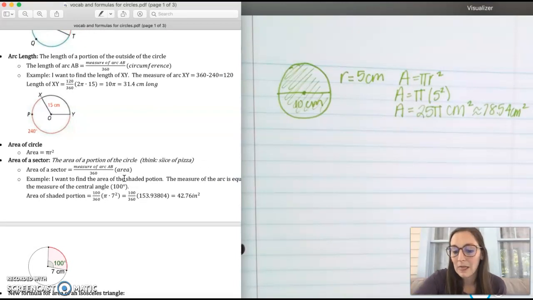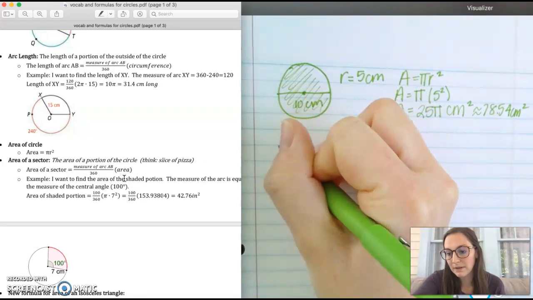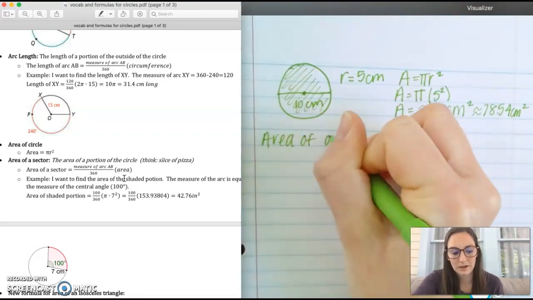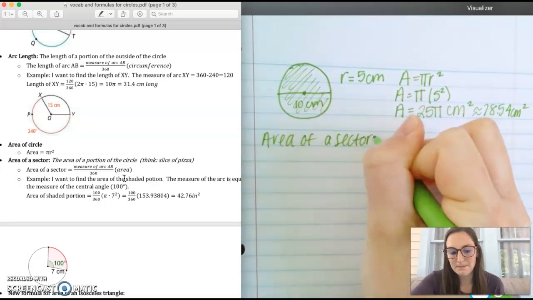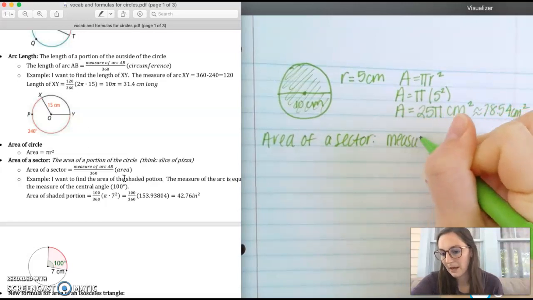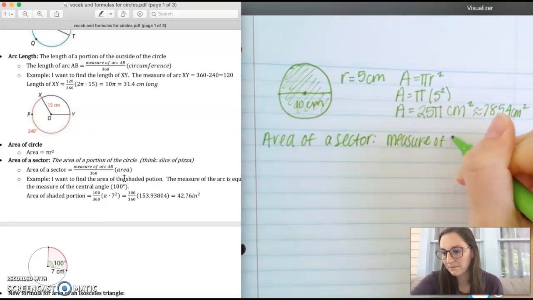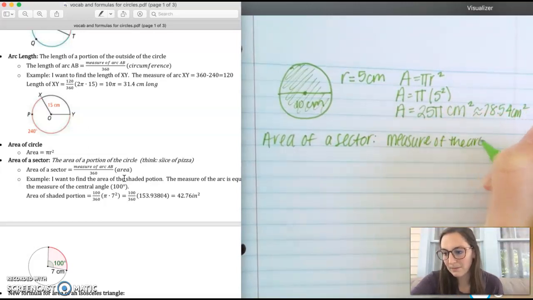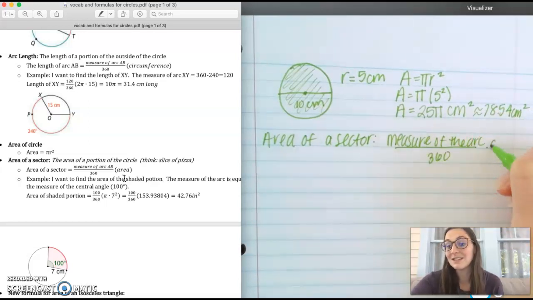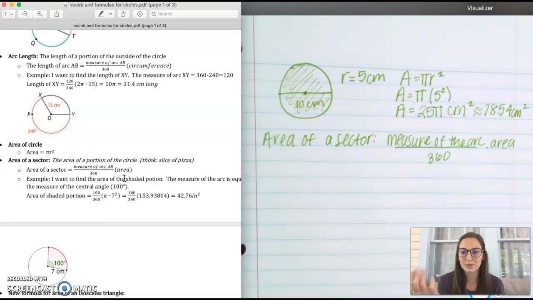So again, we have the area of a sector. And it's the measure of the arc divided by 360, and it's times the area of the entire circle. So when it says area, circumference, we're looking at the area of the entire circle. So again, same formula, we're just changing this last piece here.